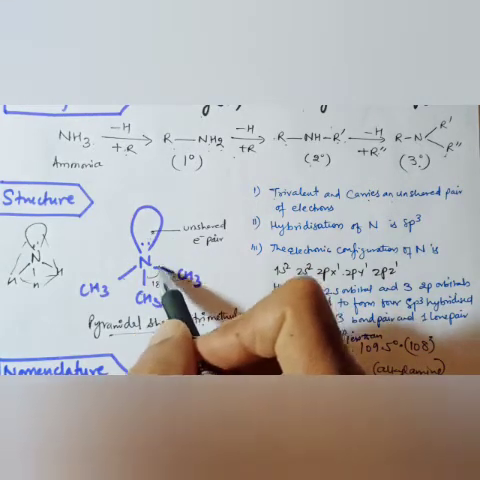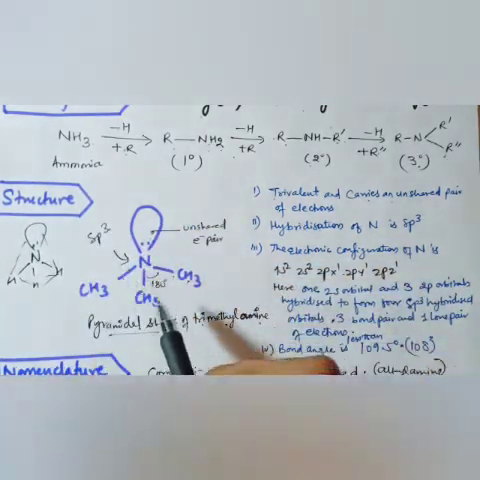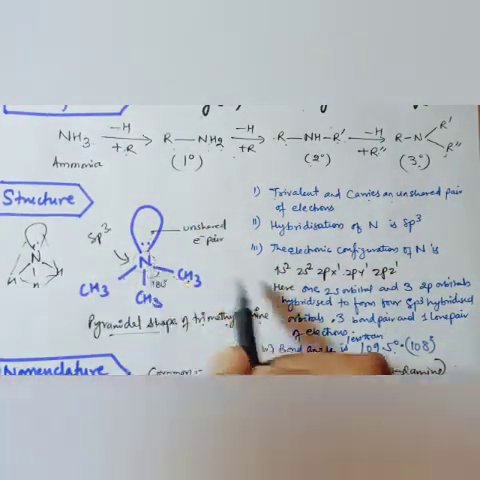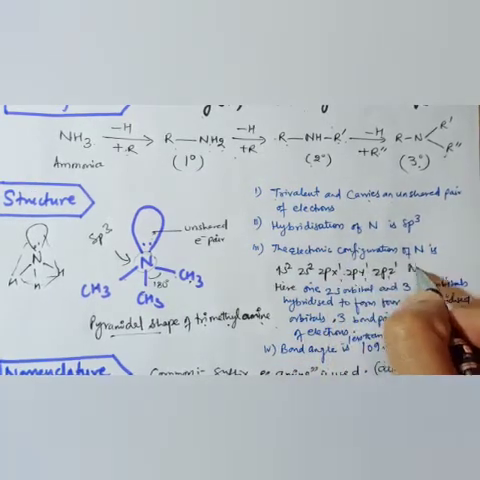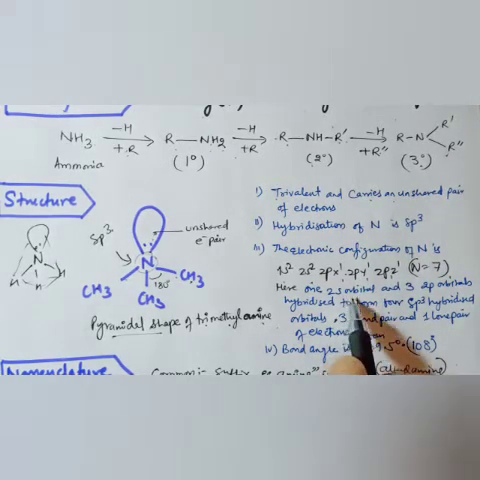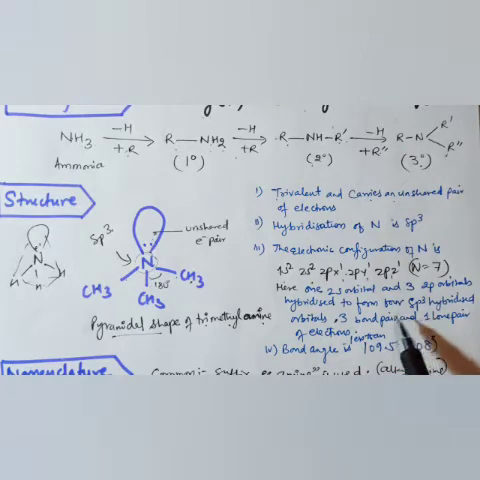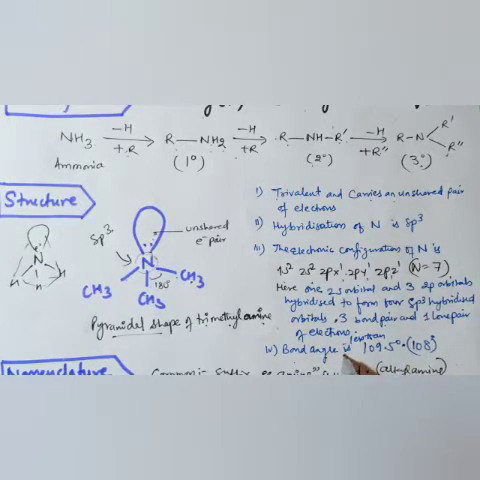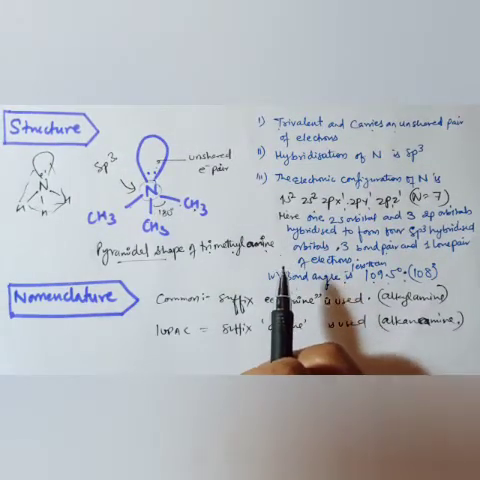It means that the hybridization of N is sp3, as it is tetrahedral. The electronic configuration of nitrogen is 1s2, 2s2, 2px1, 2py1, 2pz1, as N has atomic number 7. Here the 2s orbital and three 2p orbitals hybridize to form 4 sp3 hybrid orbitals, in which there are 3 bond pairs and 1 lone pair of electrons. Now the bond angle is less than 109.5 degrees, which is 108. So this is all about structure.